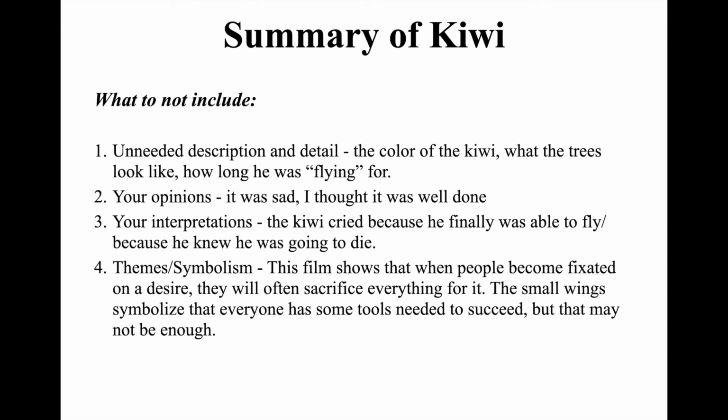If we added themes or symbolism, so if we said something like, this film shows that when people become fixated on desire, they will often sacrifice everything for it. Right? That's a way that we could look at that film, but that's not what's literally happening in that film. Just like if we said, the small wings symbolize that everyone has some tools needed to succeed, but that may not be enough. Again, that's not overtly said. That's an analysis. That's not a summary. It doesn't belong in a summary.